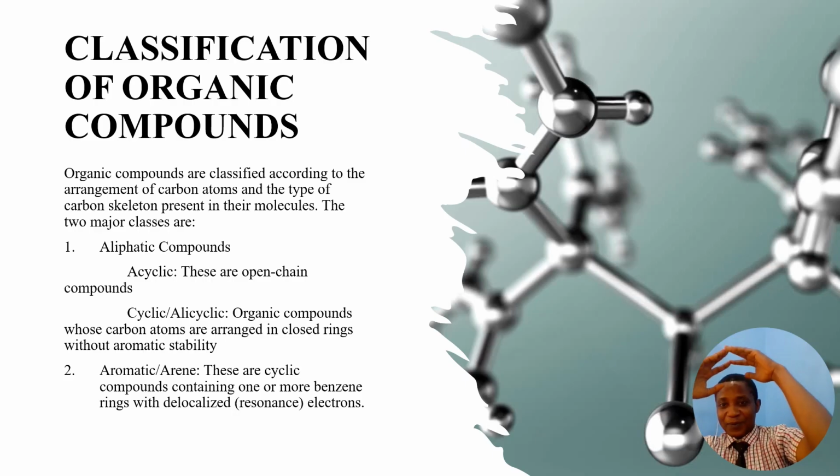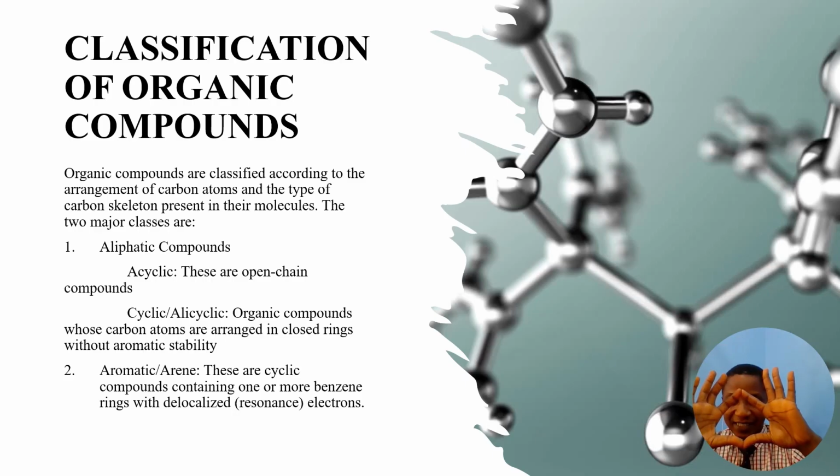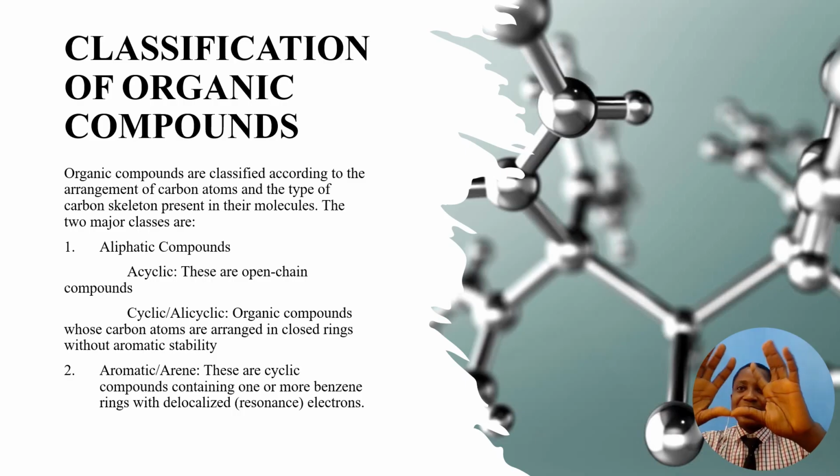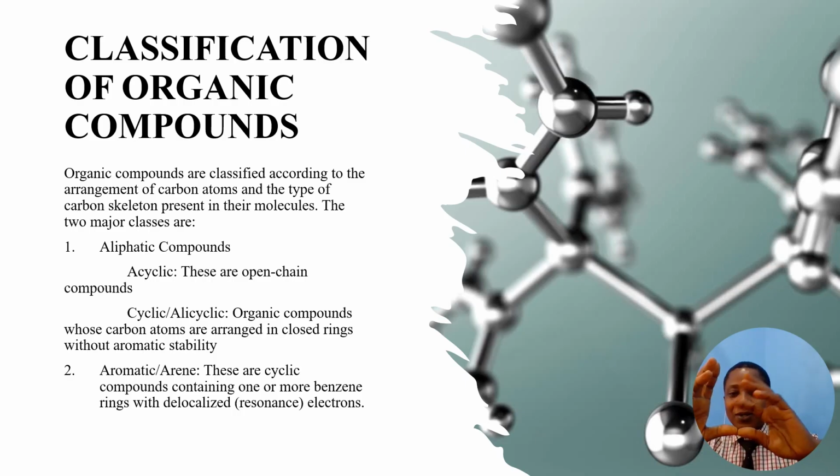Just do your hands like this. This is what we are talking about. This one is cyclic, and if you have it this way, going like this, there is no point of convergence between them, then you have an acyclic. But in a scenario where you now have resonating bonds, then you have what we call aromatic organic compounds. They are also called arenes. Anyway, let's move ahead.